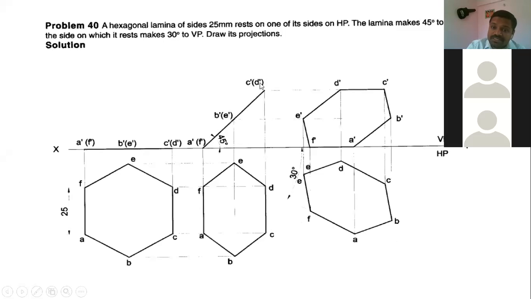So mark it as C dash and D dash. That is the front view of the second position. Now what I have to do? I have to get the top view of the second position. How do I do it? It is very simple. Extend the projection lines from the respective front view points and top view points.